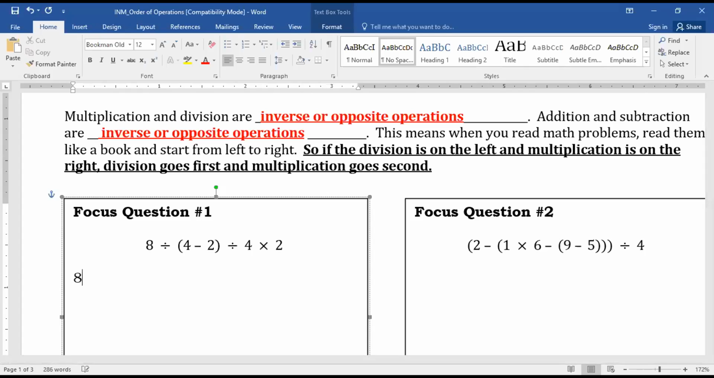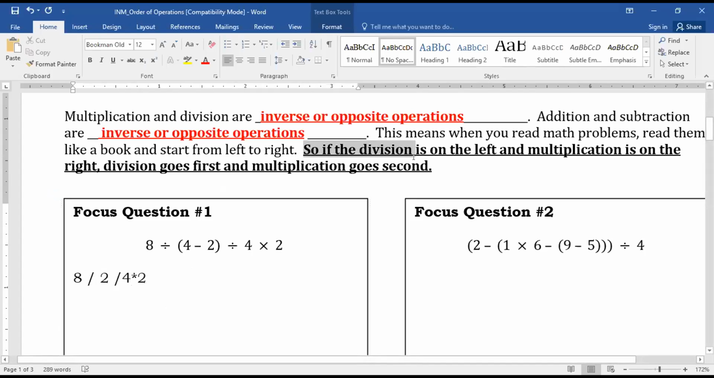is 8, I got to use a dash here, divided by that parentheses number. 4 minus 2 is 2. We got another division, divided by 4 times 2. So now the only operations that we have left here are division and multiplication.